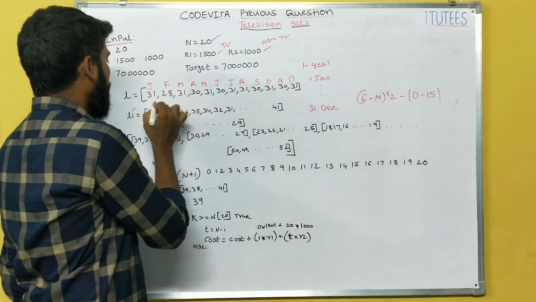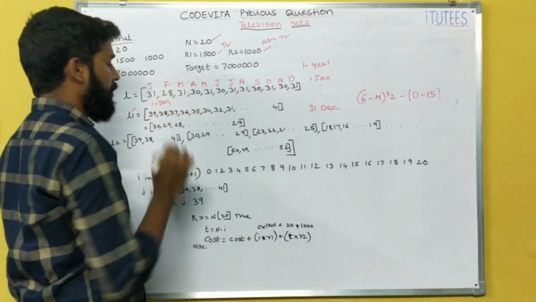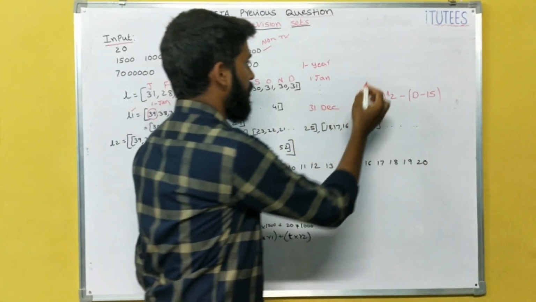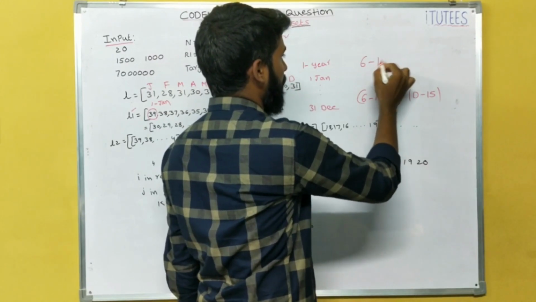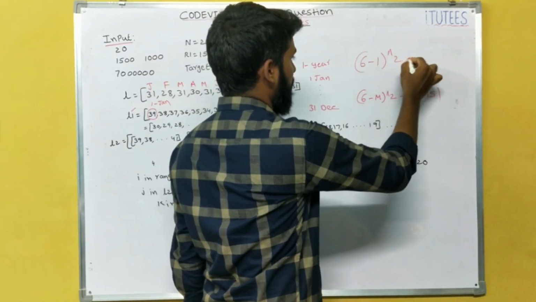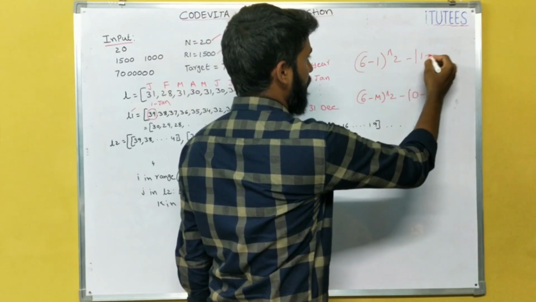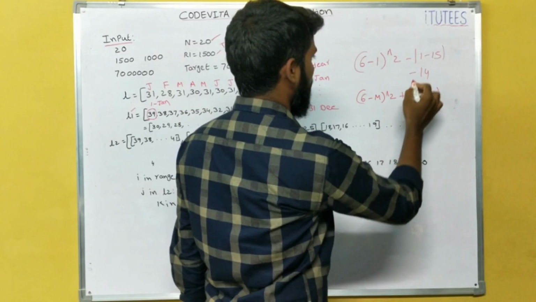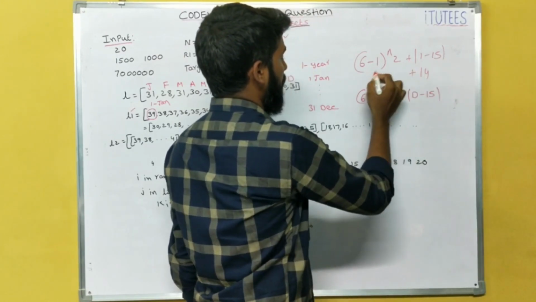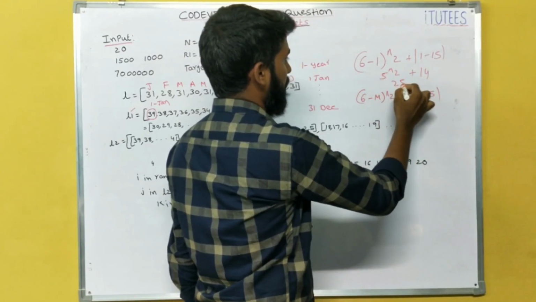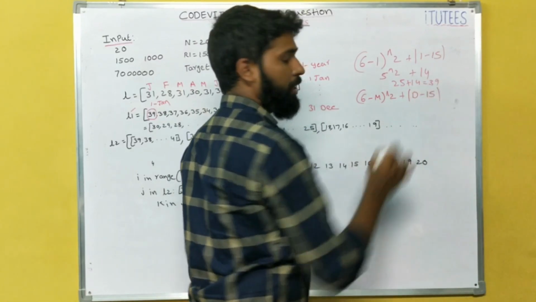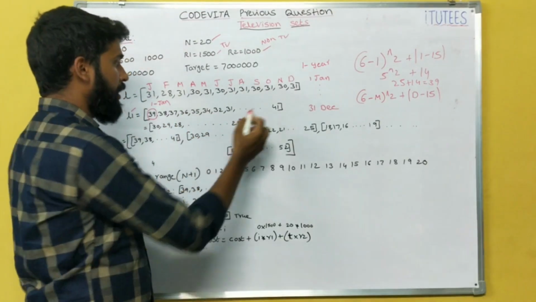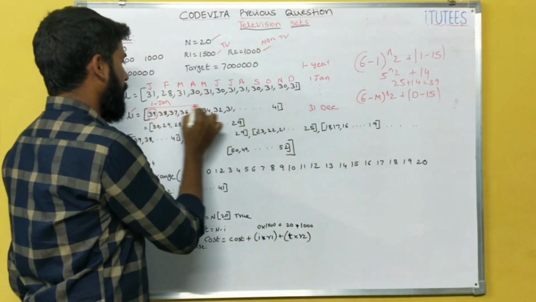So based on that, on 1st Jan, how many patients come to the hospital? 39. How? 6 minus, what is the m value? 1, square, minus, what is the d? Day 1 minus 15, that becomes minus 14. Sorry, it's plus 14. So 5 square means 25 plus 14, that equals 39. So in this way we can calculate the number of patients for each month. So this is for January.